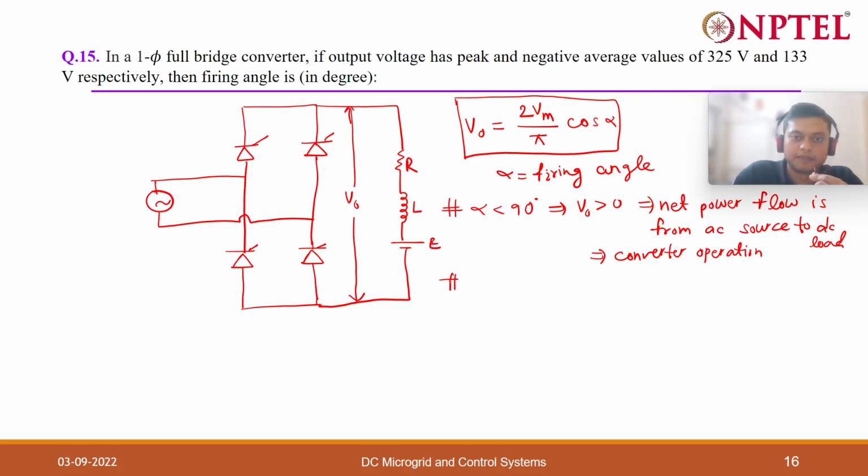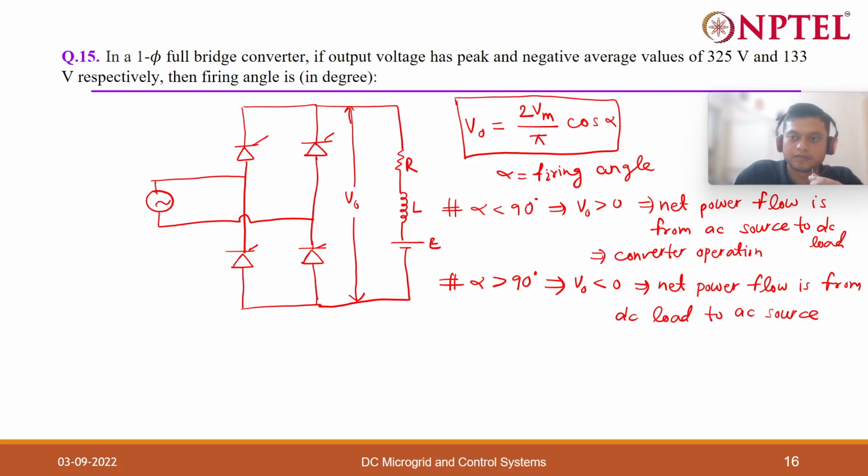Now if we have alpha greater than 90 degrees, as this question is saying that we are getting a negative average value, it means that our firing angle is greater than 90 degrees. That's why it is getting a negative average value. So V0 is less than 0, and the net power flow is from the DC load to the AC source. So you can see that it is line commutated inverter operation.